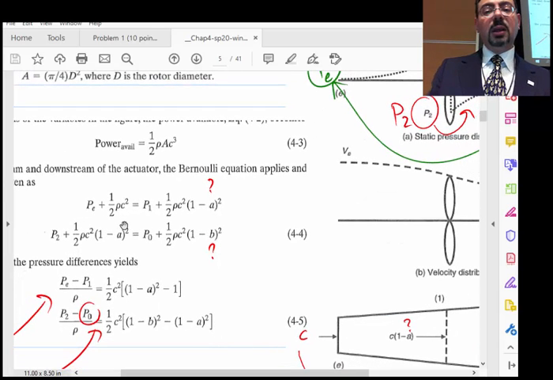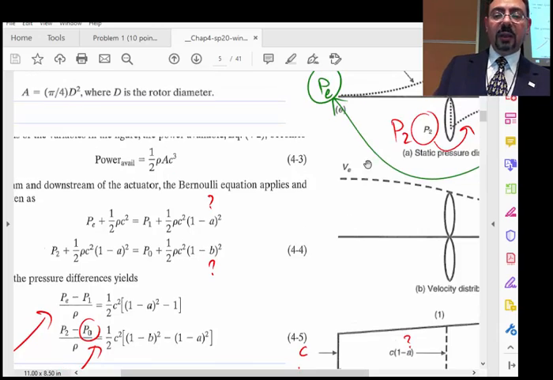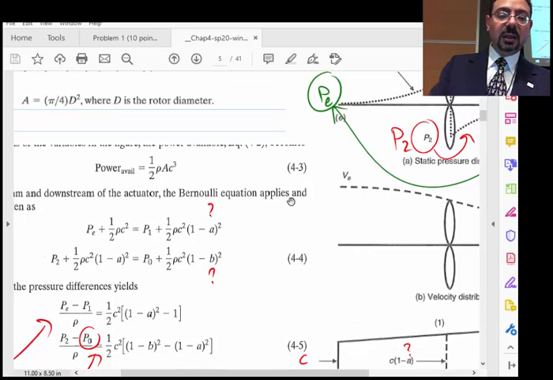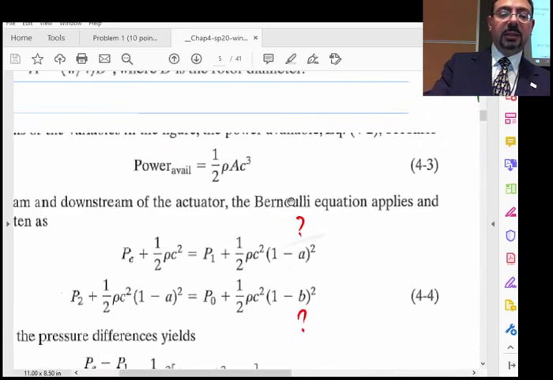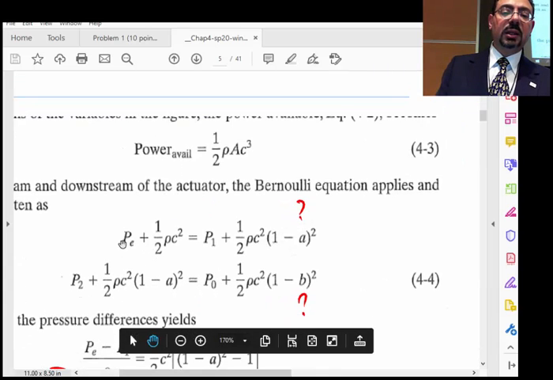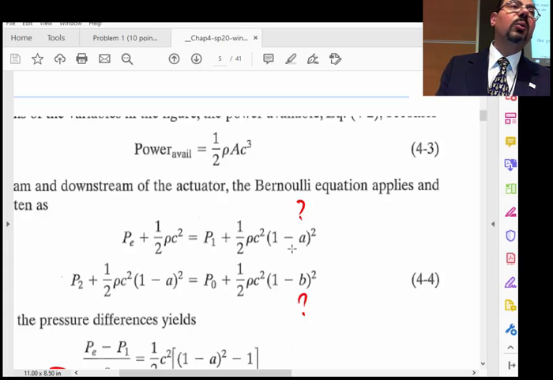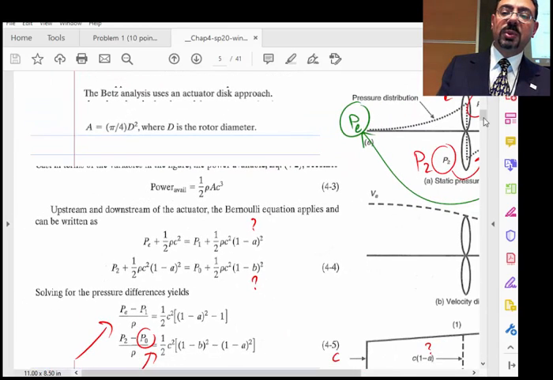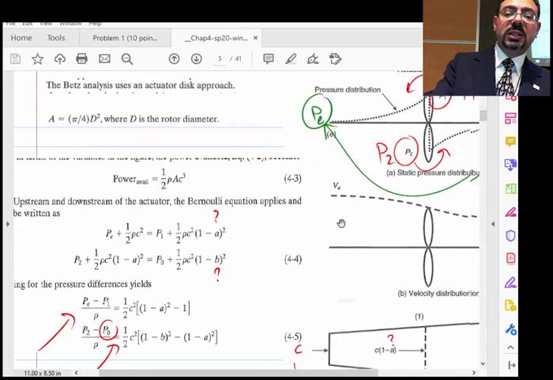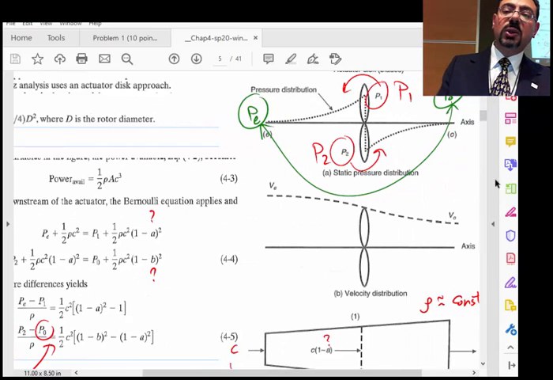Pascal. Excellent. So he's saying that if I'm comparing this and this, I will get this. Here is the velocity at the entrance, and here is the velocity just before the disk, C multiplied by 1 minus A. Okay? And what is P1? That is the pressure just before the disk. And he will do the same thing from once you leave all the way till you go far away.